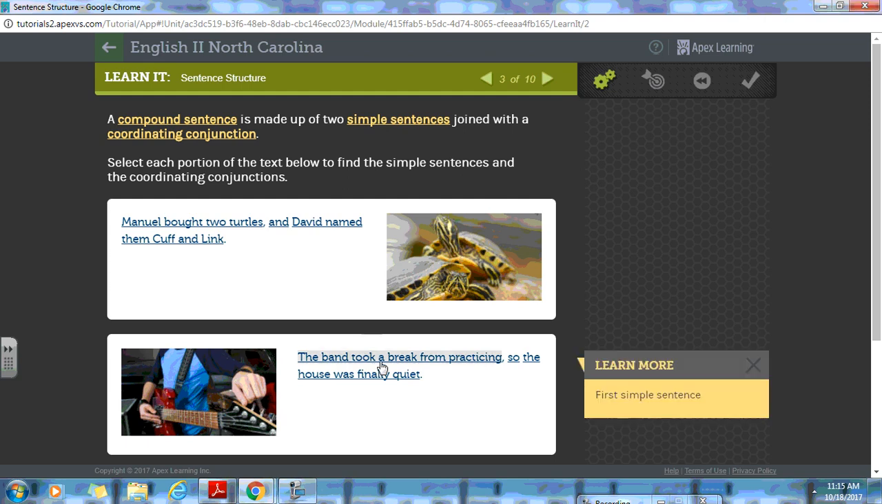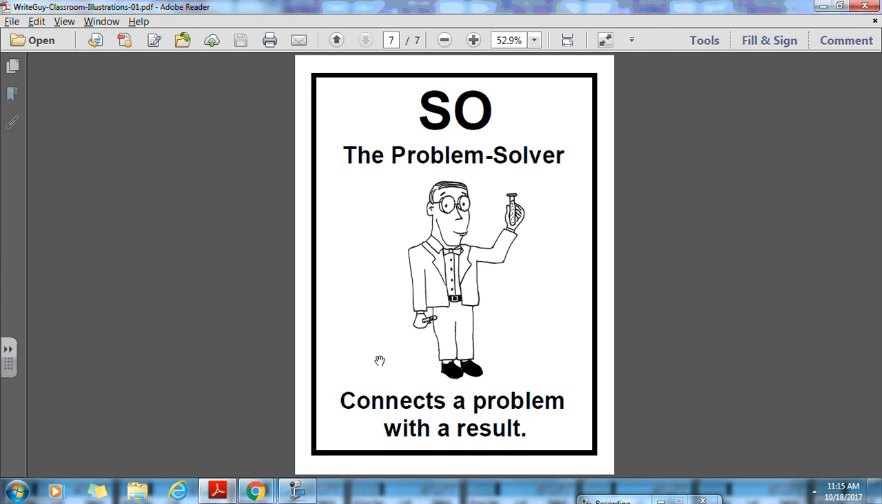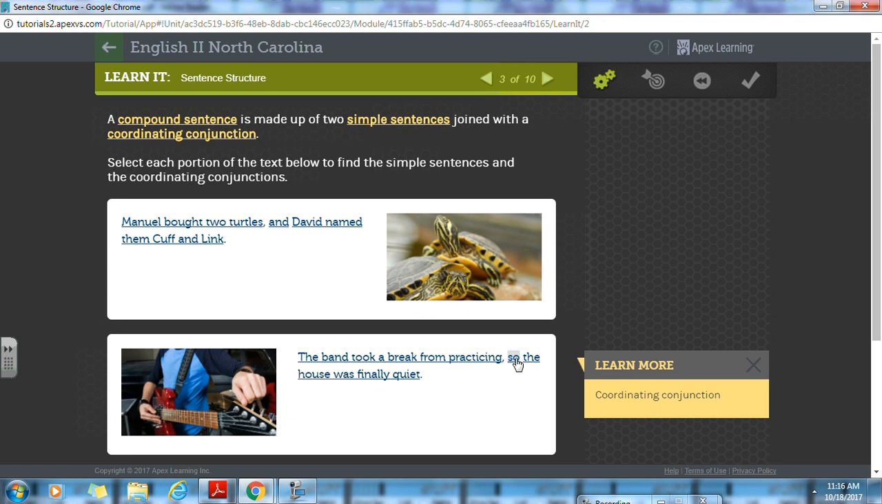All right, let's look at this sentence. The band took a break from practicing. That's my first sentence. The house was finally quiet. That is my second sentence. If you remember, so is the result or problem solver conjunction. The band took a break from practicing, comma, so the house was finally quiet. My first simple sentence and my second simple sentence.